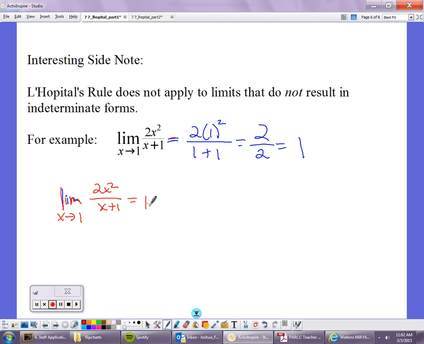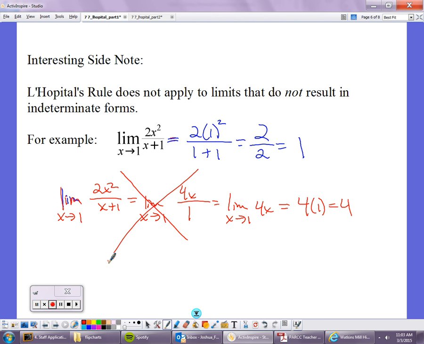Well, the limit as x goes to 1, I would take the derivative of the numerator, which would be 4x, and the derivative of the denominator, which would be 1. So I get the limit as x goes to 1 of 4x. Now I can use direct substitution, and I get 4 times 1, or 4. I get a different answer. This one is wrong, right? We know the limit: if you can do it by direct substitution, that's your answer.